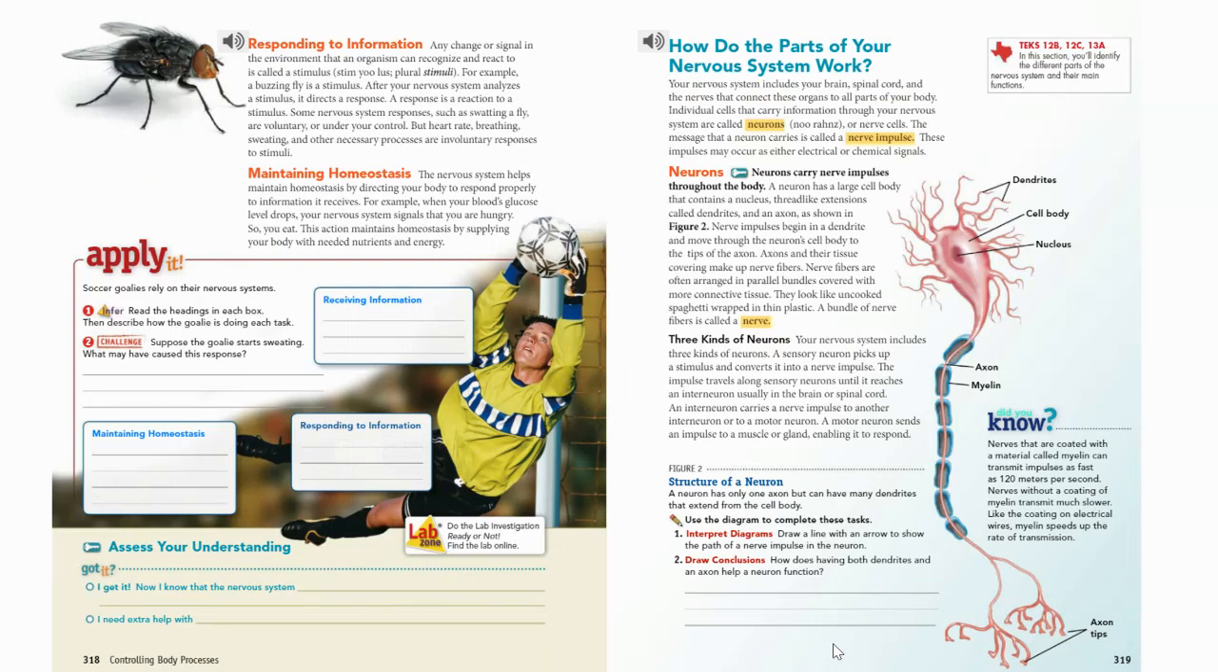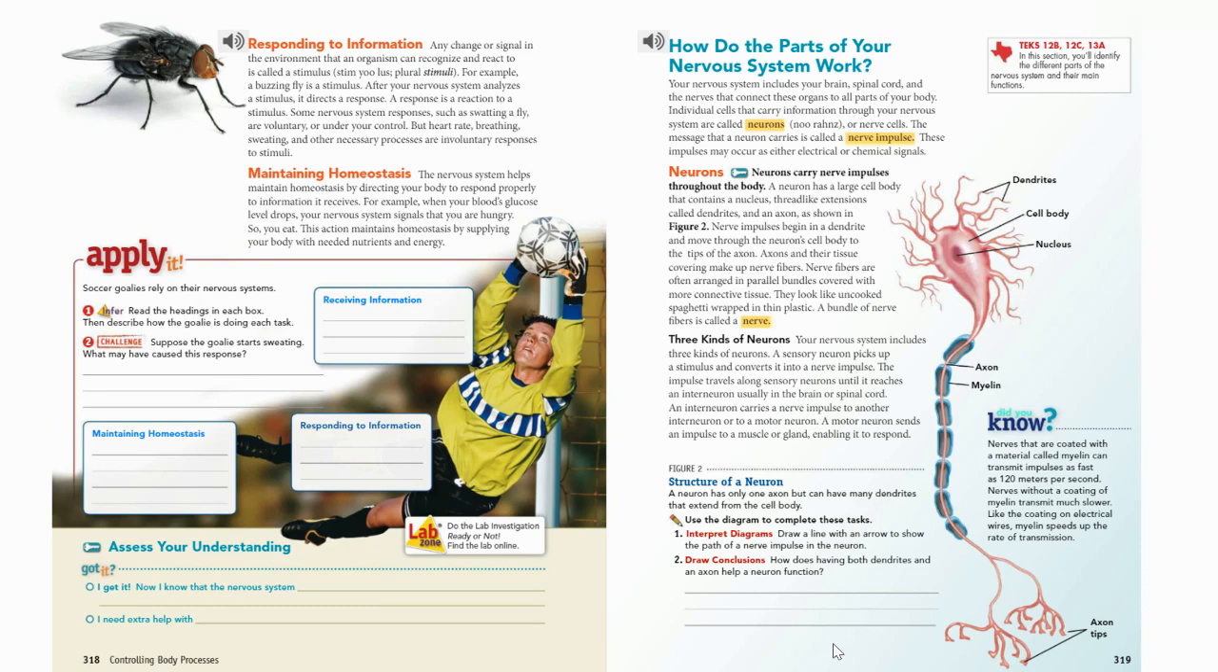When we respond to information, so we're up here on the top left-hand corner by the big giant fly. Any change or signal in the environment that an organism can recognize and react to is called a stimulus. For example, a buzzing fly is a stimulus. After your nervous system analyzes a stimulus, it directs a response. A response is your reaction to a stimulus. Some nervous system responses, such as swatting a fly, are voluntary or under your control. But heart rate, breathing, sweating, and other necessary processes are involuntary responses to stimuli.